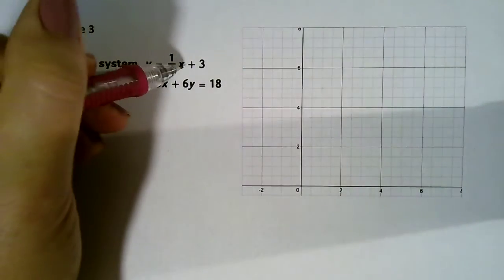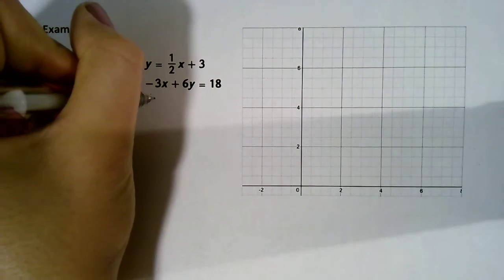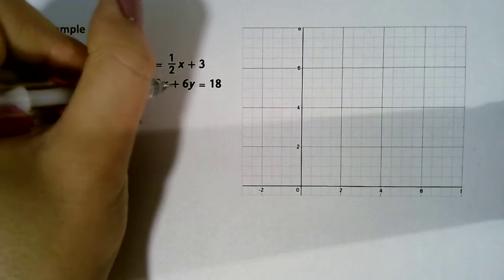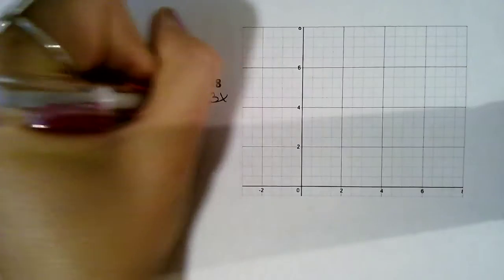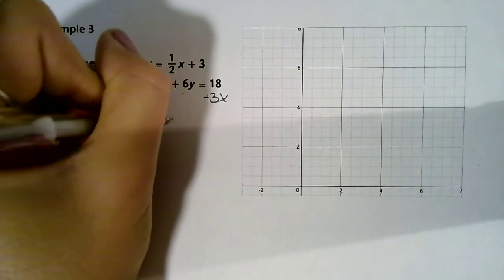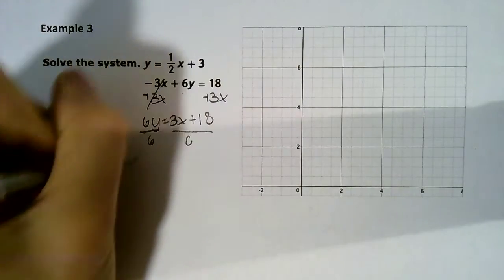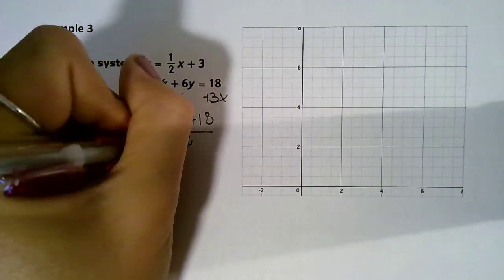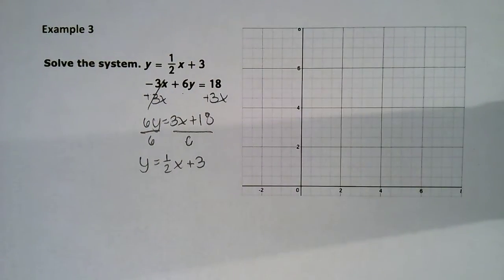We have y is equal to half x plus 3, and then we need to write this in slope-intercept form. So we're going to begin by getting y by itself. So we have to add 3x. So we get 6y is equal to 3x plus 18. Then we need to divide by 6. So y is equal, 3 divided by 6 is a half x. 18 divided by 6 is 3. So there's our two equations.